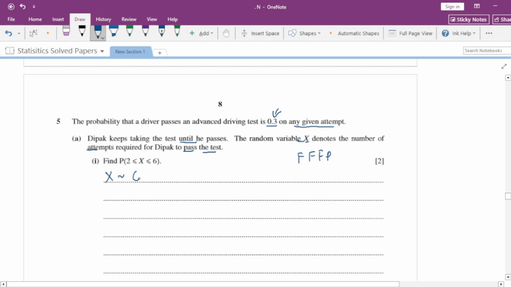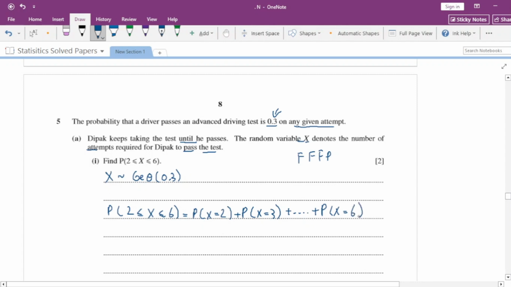So x can be distributed as a geometric distribution, and in that we're going to put a probability p. And what do we want? We want the probability of x being greater than or equal to 2 and less than or equal to 6. What does this mean? On expanding, we want the probability of x equals 2 plus the probability x equals 3, and so on until the probability x equals 6.